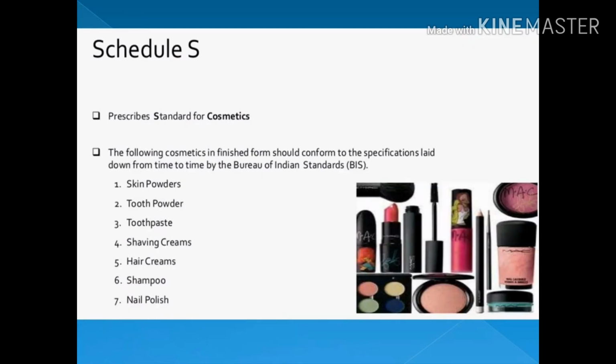Schedule S prescribes standards for cosmetics. The following cosmetics in finished form should conform to the specifications laid down from time to time by the Bureau of Indian Standards, like BIS. These include skin powders, tooth powder, toothpaste, shaving creams, hair creams, shampoos and nail polish.